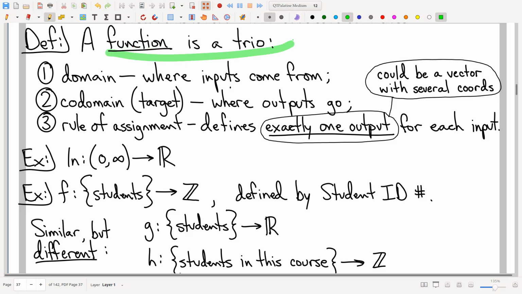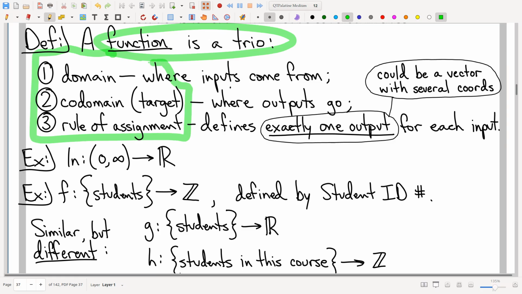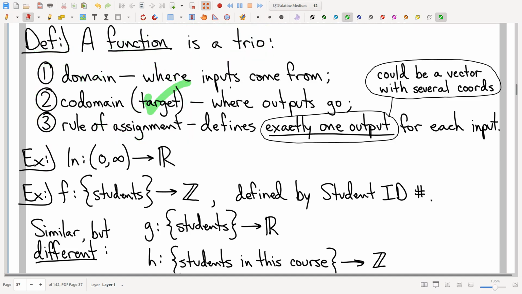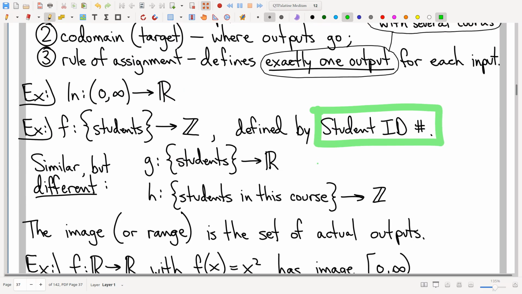A function is a trio. Specifically, it's a domain, a target, and a rule of assignment, which it's fine to think of as kind of the formula. Here's a nice example. We can talk about the function that I'm going to call the student ID function.